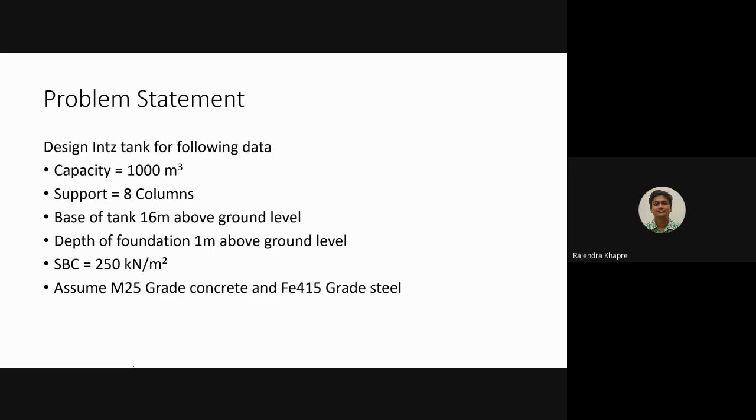And then we are assuming the depth of the foundation, so every column will be given a foundation. That foundation depth is 1 meter below the ground level, and at that particular level the SBC of the soil is taken as 250 kilonewton per meter square. In actual practice you have to find out the SBC using the test, and then you have to design accordingly the foundation part. For design purpose, we are using M25 grade concrete and Fe415 grade steel.